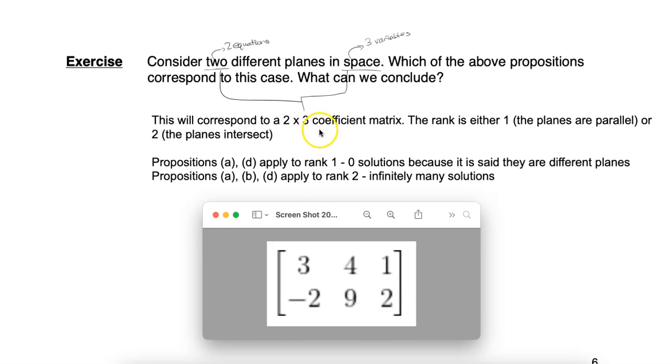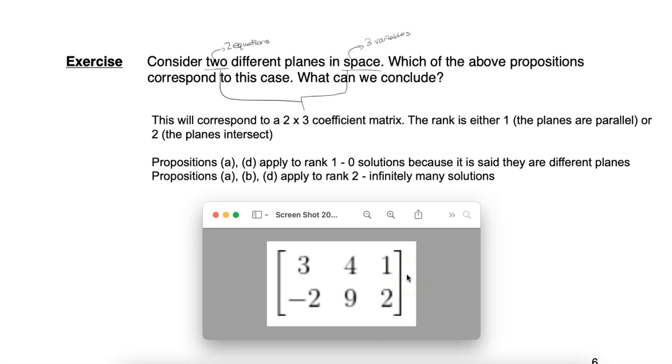So it's a 2 by 3 matrix, right? 2 equations and 3 variables, and the rank might be either 1 or 2. You could argue that maybe it could be a rank 0, but it is said somewhere that these planes are different, so we couldn't have 2 planes. Well, actually we could. We could have 0x plus 0y plus 0z equals 7 and 0x plus 0y plus 0z equals 9. That doesn't work. So we have 2 different planes, so the rank is going to be at least 1.